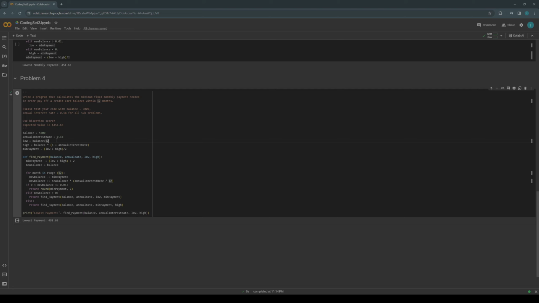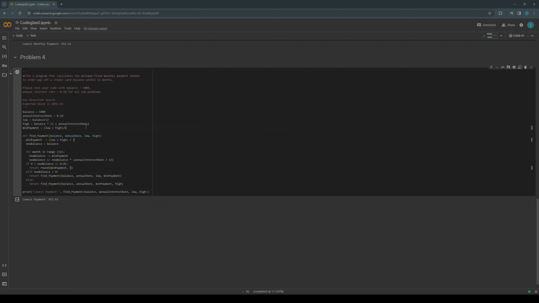The low is just the absolute lowest payment that we can start off with, assuming that we have zero interest rate and we are paying over the course of 12 months. And then the highest is we are literally waiting to the last month to pay the entire balance off in full with all of the annual interest that has accumulated over the 12 months. And then our minimum payment is just going to be in between low and high. So it's the average between low and high.